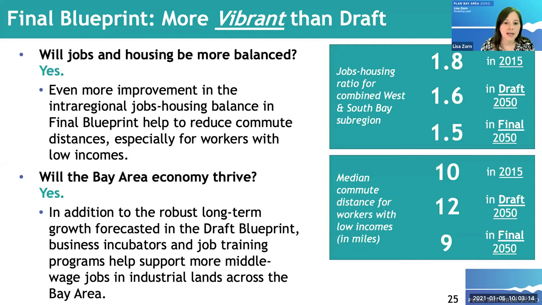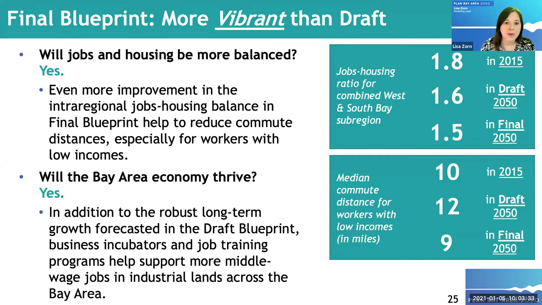Continuing to our final guiding principle, economic vibrancy. Will jobs and housing be more balanced in the final blueprint? Absolutely. A continued focus on South Bay and West Bay housing, especially affordable housing, combined with strategies to shift some jobs towards East Bay and North Bay rail stations has paid off.